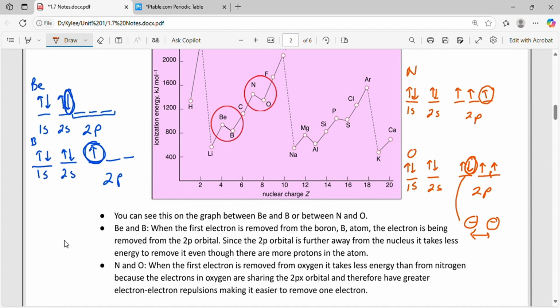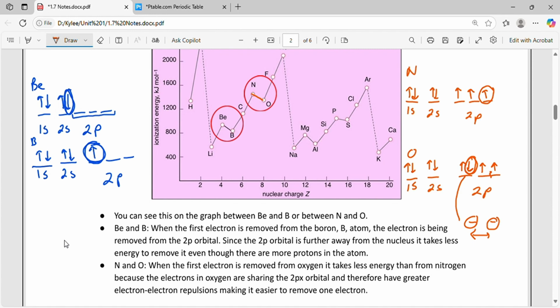Nitrogen, when it loses its first electron, it's going to come from either of these orbitals that are unpaired. And because they're unpaired, that's going to make it a little bit harder. So between nitrogen and oxygen, in nitrogen they're all unpaired. But in oxygen, you have one that is paired up. And those two electrons that are in this orbital repel each other. And it's just that little repulsion between them being paired up that makes it easier to take that electron. That's why we see a drop here between nitrogen and oxygen.